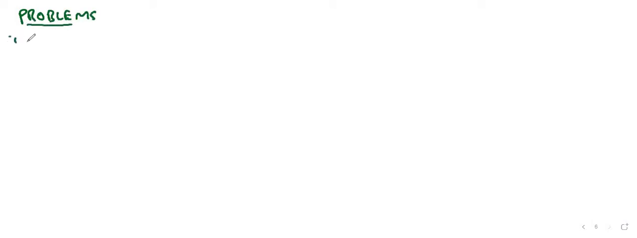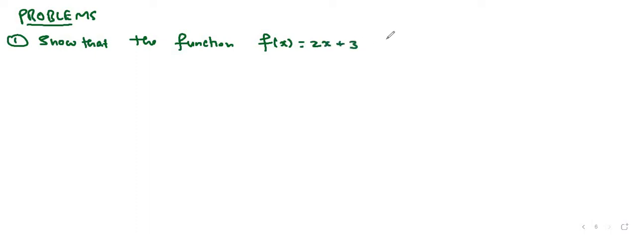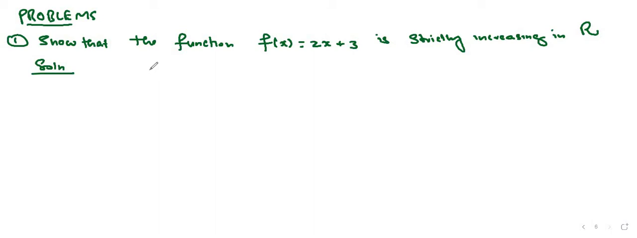Question number 1. Show that the function f of x is equal to 2x plus 3 is strictly increasing in capital R. Solution: we have to show that the function is increasing. For that, the given function is f of x is equal to 2x plus 3.